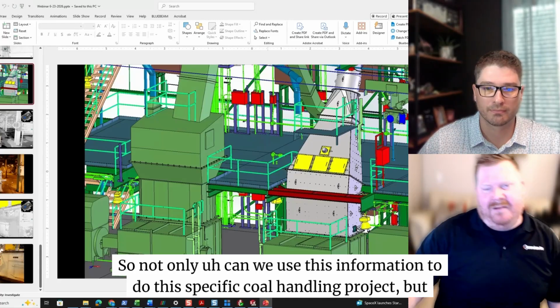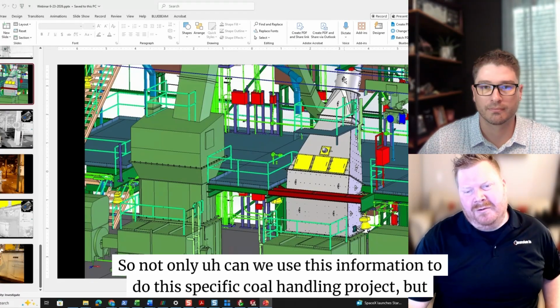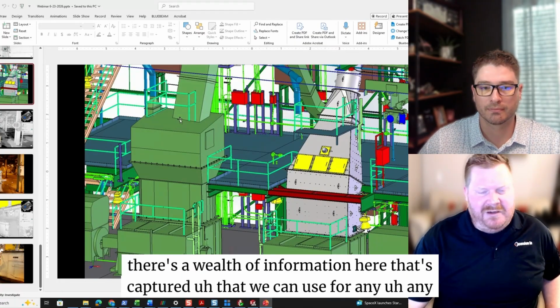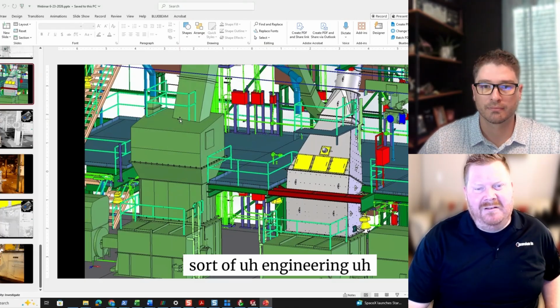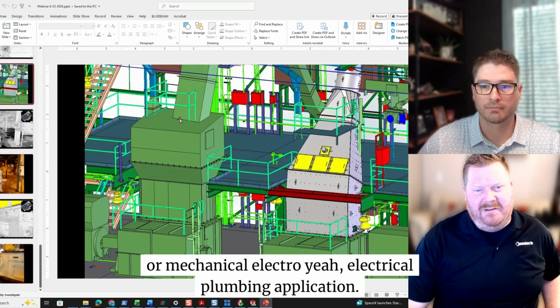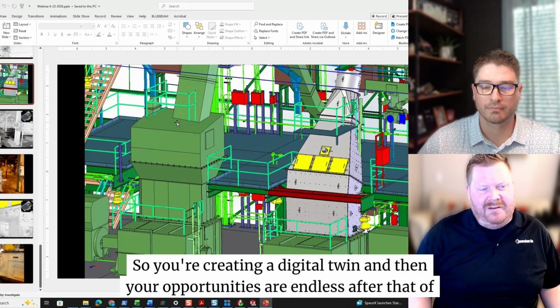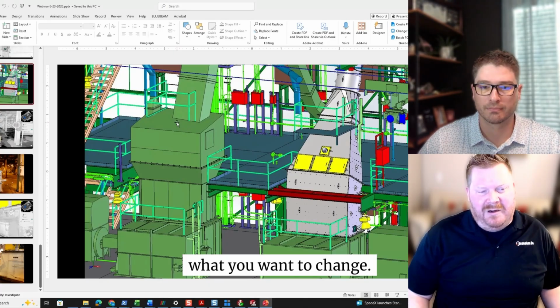So not only can we use this information to do the specific coal handling project, but there's a wealth of information here that's captured that we can use for any sort of engineering or mechanical, electrical, plumbing application. So you're creating a digital twin, and then your opportunities are endless after that of what you want to change.